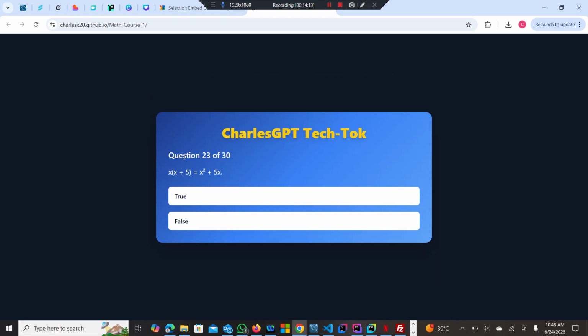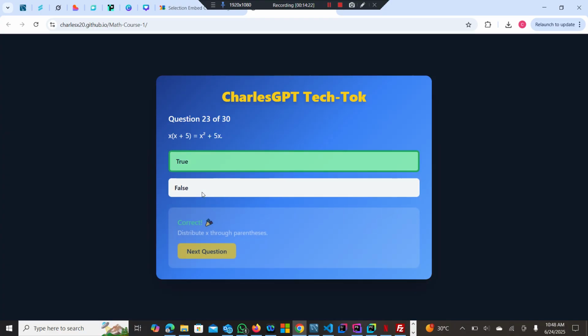So this question is pretty much long. x times (x plus 5) equals x squared plus 5x. Okay, it's true. Distribute x through the parentheses. So you see x squared plus 5x.